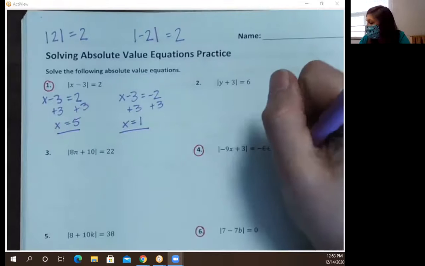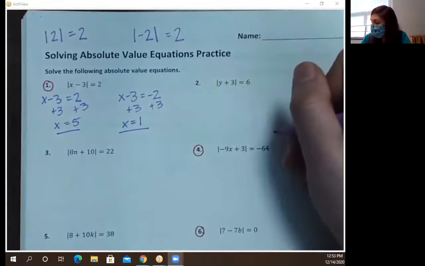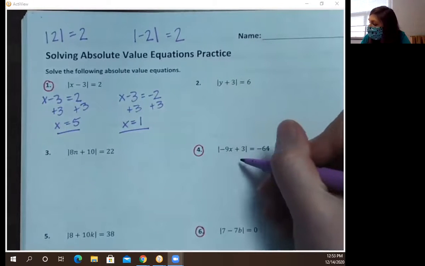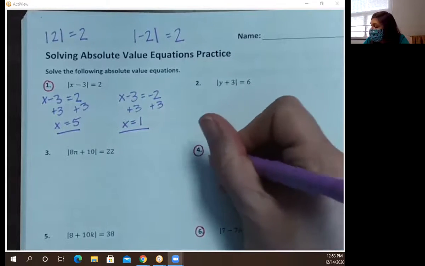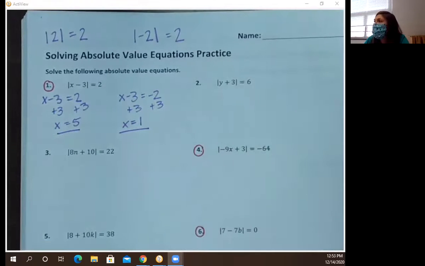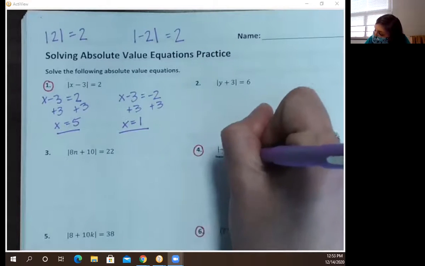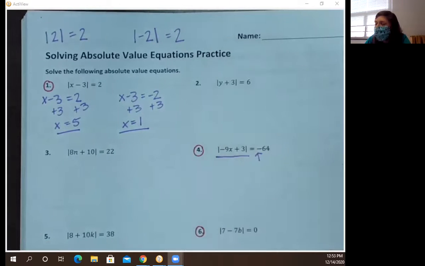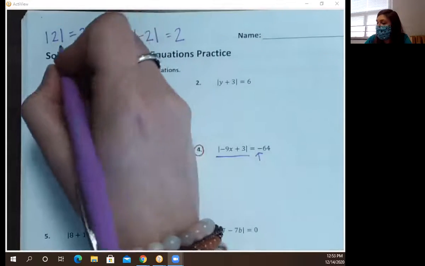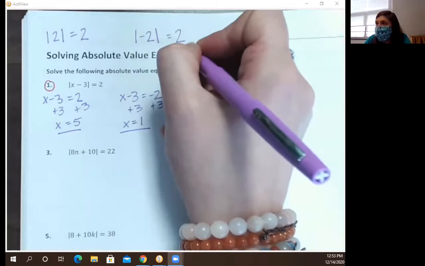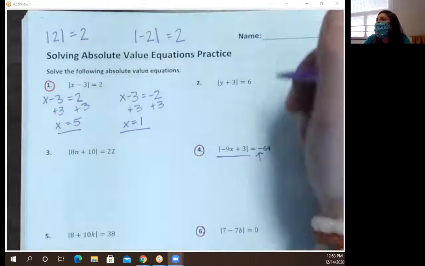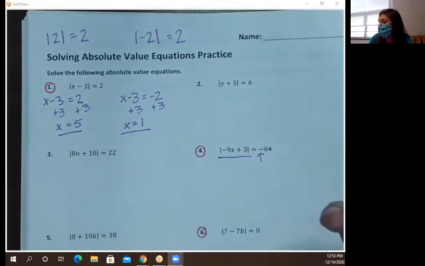Let's hop over to number 4. For number 4, we have the absolute value of -9x plus 3 equals -64. We looked at a similar problem on Friday. We're taking the absolute value here and we've got something negative. That should send up a red flag because absolute value shouldn't give me something negative. The absolute value of 2 is 2. The absolute value of -2 is also 2, right? I should always get something positive out of that absolute value because it's giving me a distance.